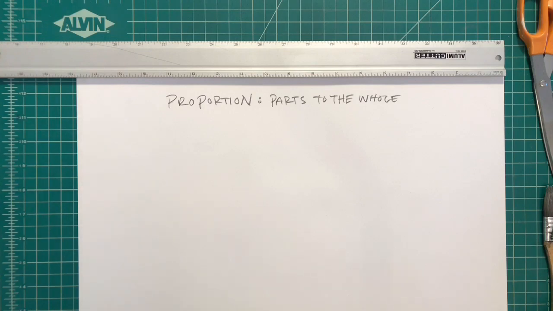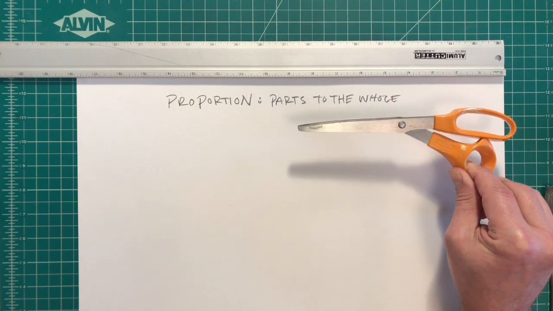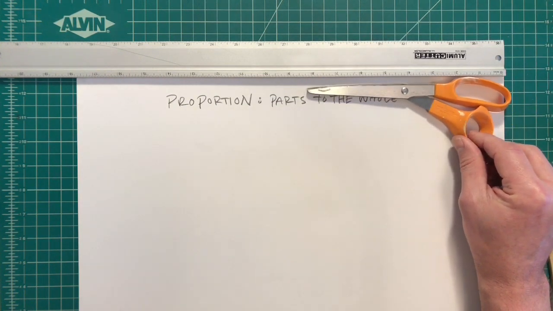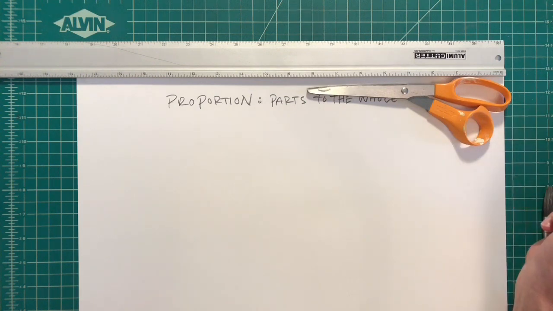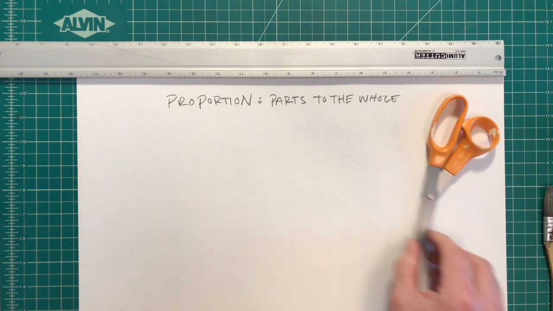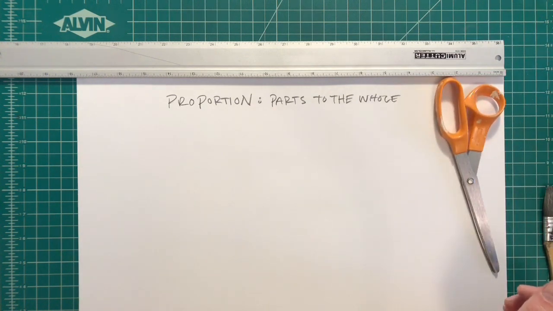Hi everyone, let's talk quickly about proportion. As you saw in the lecture, proportion is a relationship of parts to the whole when we're talking about size. So if we have something like the scissors, for example, I know you can't probably see the markings on the ruler, but if we measure that, it's about 8 inches long. So we know our length is 8 inches. And if I measure the widest point, it's about 3 inches tall.